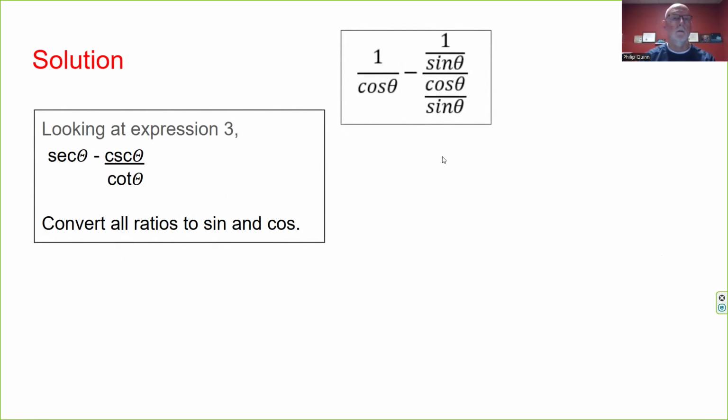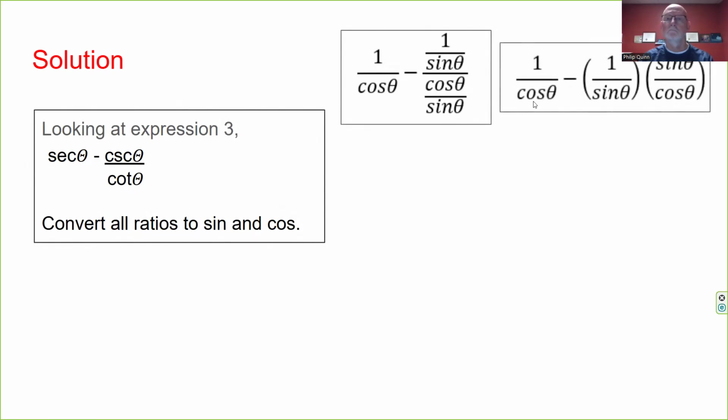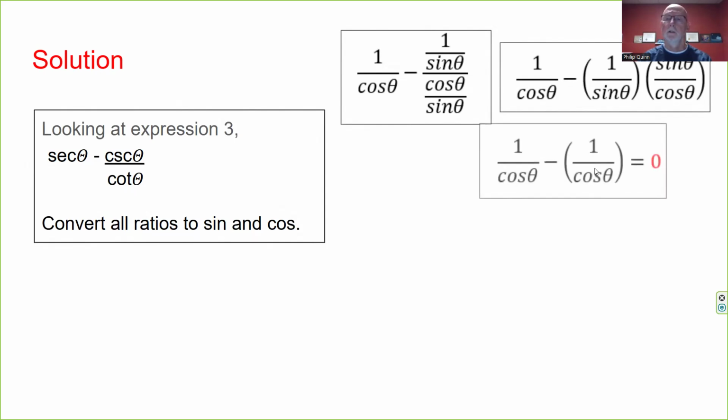So secant would be 1 over cos, and then we're going to subtract 1 over sine over cos over sine. So we have 1 over cos minus 1 over sine, and then multiply by the reciprocal of the divisor. The reciprocal of the divisor, so that's 1 over sine times sine over cos, which would get us 1 over cos minus 1 over cos, because the sines cancel off in the second part. And anything minus itself is 0. Of course it is 0.